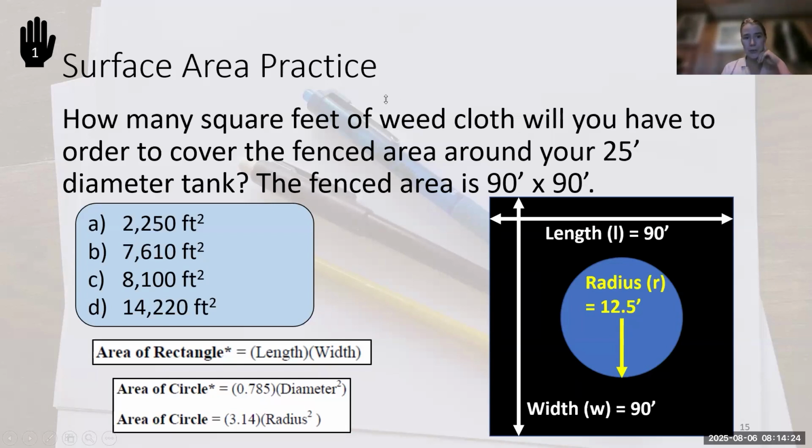So for this question, we've got: how many square feet of weed cloth will you have to order to cover the fenced area around your 25-foot diameter tank? That fenced area is 90 feet by 90 feet. Okay. So knowing that, and given that you have these calculations down here, you have area of a rectangle is length times width, and then your two options for calculating the area of a circle. So go ahead and I'll let you all figure that out on your own, and then we'll come back together in a few minutes and talk about the answers.